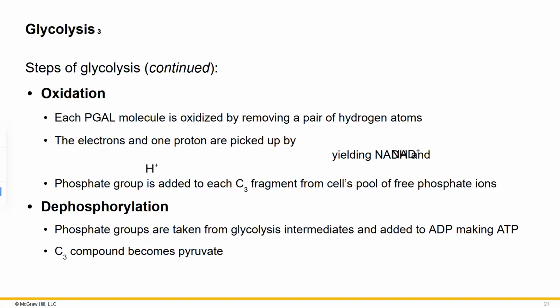Then we have oxidation. Each PGAL molecule is oxidized by removing a pair of hydrogen atoms. The electrons and 1 proton are picked up by NAD+, yielding NADH and H+. A phosphate group is added to each C3 fragment from the cell's pool of free phosphate ions. Dephosphorylation happens: the phosphate groups are taken from glycolysis intermediates and added to ADP, making ATP. And then the C3 compound becomes pyruvate.